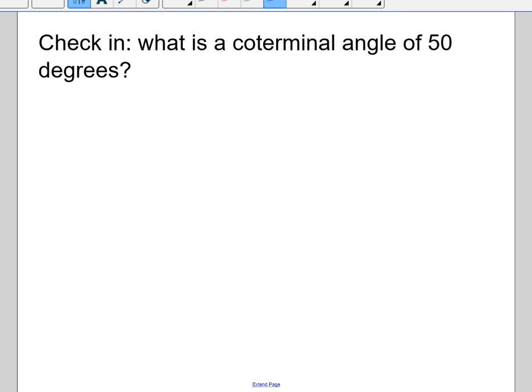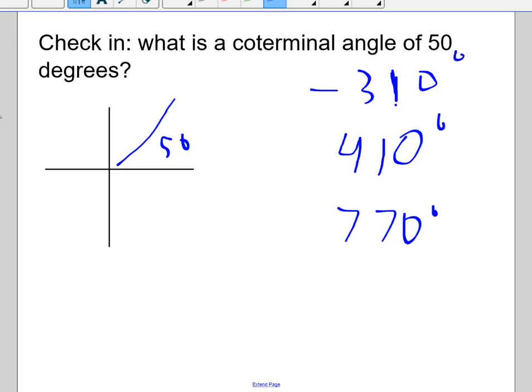All right, guys, quick check-in for coterminal angles. What is a coterminal angle of 50 degrees? Bonus points in my heart if you can list more than one. Lots of options. You could have gone negative around the circle in a clockwise direction and gotten negative 310 degrees. You could have added another 360 degrees on and gotten 410 degrees, and you could have kept going like that to get 770 degrees.